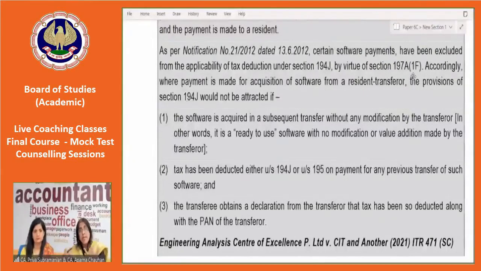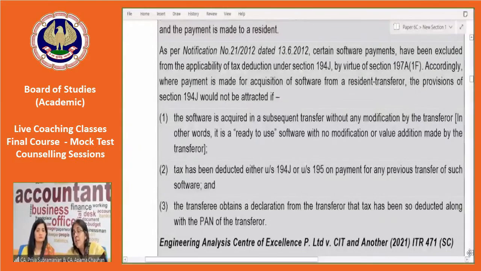So it's acquired in a subsequent transfer without any modification, that is, ready-to-use software without any modification or value addition made by the transferee. This one condition alone won't suffice, but tax must already have been deducted under 194J or 195 on any previous transfer of software, and the transferee has to obtain a declaration from the transferor that tax has been so deducted. Only in such a case are you exempted from deducting tax at source under 194J.